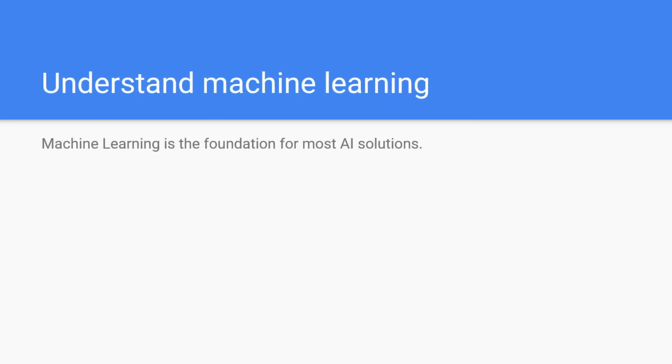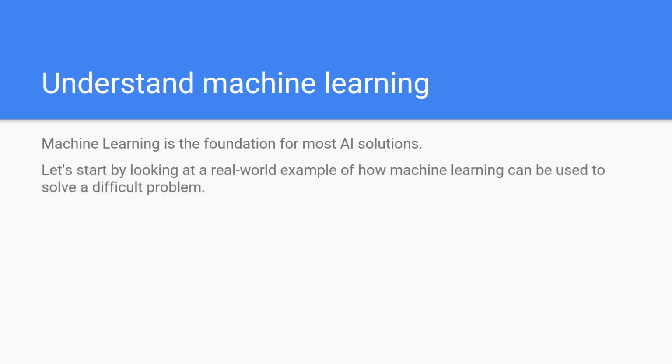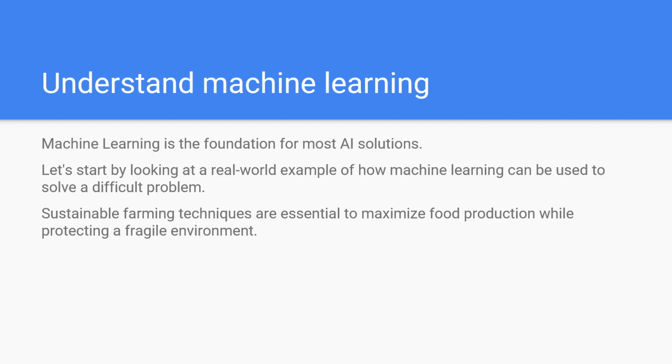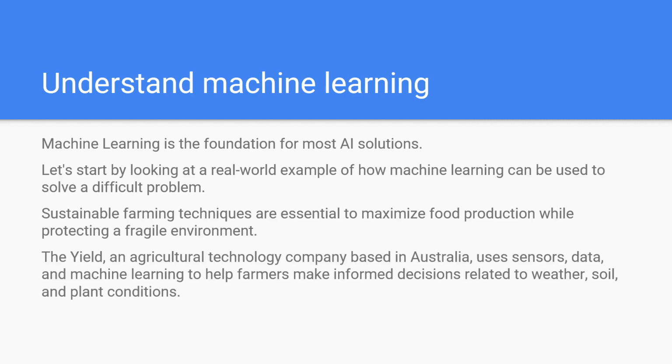Understand machine learning. Machine learning is the foundation for most AI solutions. Let's start by looking at a real-world example of how machine learning can be used to solve difficult problems. Sustainable farming techniques are essential to maximize food production while protecting a fragile environment. The Yield, an agricultural technology company based in Australia, uses sensors, data, and machine learning to help farmers make informed decisions related to weather, soil, and plant conditions.